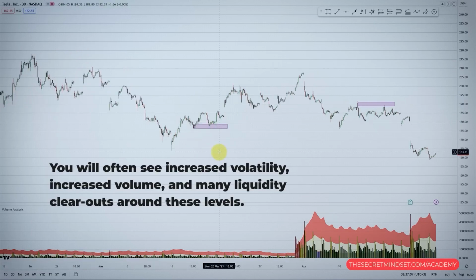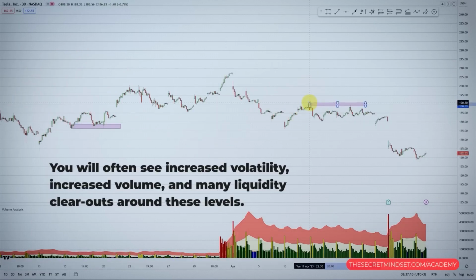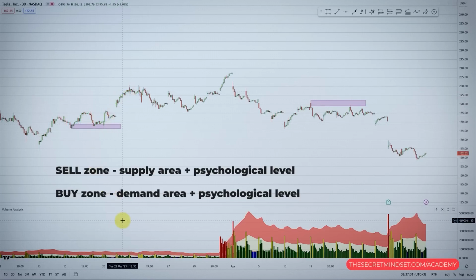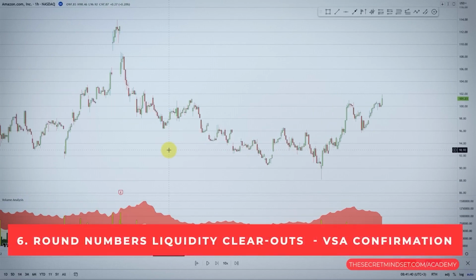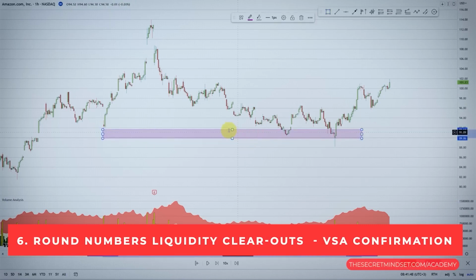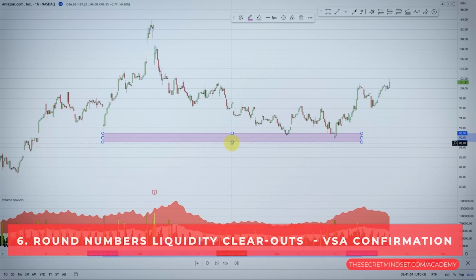Supply and demand areas, in combination with round numbers, is another powerful way to align yourself with the smart money. A supply zone, in combination with a psychological level, is a good area to initiate a sell position. A demand zone, in confluence with another round number, offers a low-risk, high-reward buy situation. Liquidity clearouts, in combination with round numbers, is one of the simplest ways to trade. If you know the main VSA patterns, you'll have even better chances to trade with the smart money.